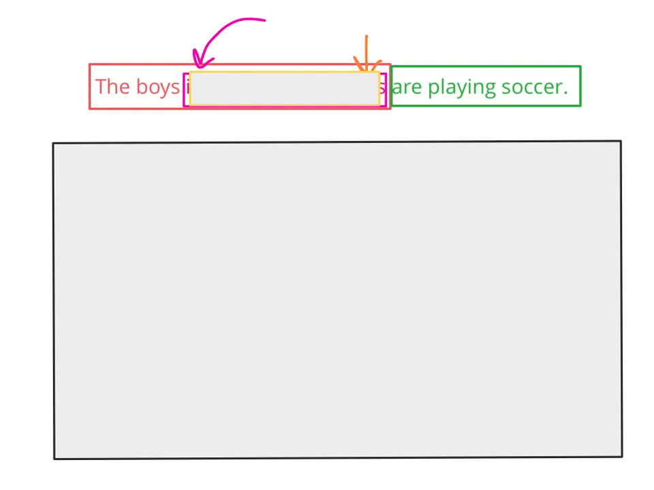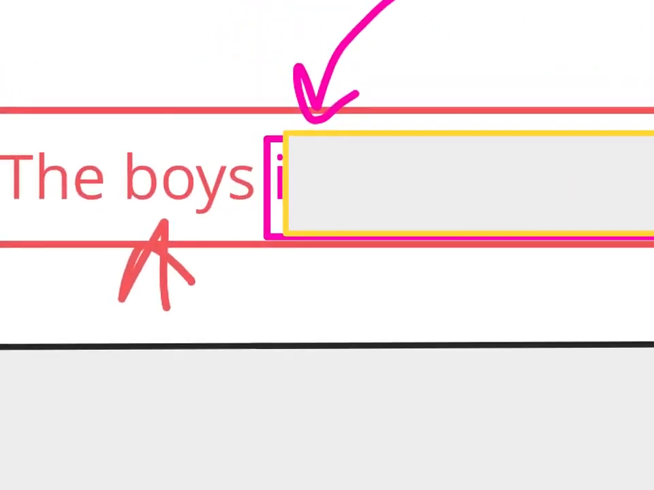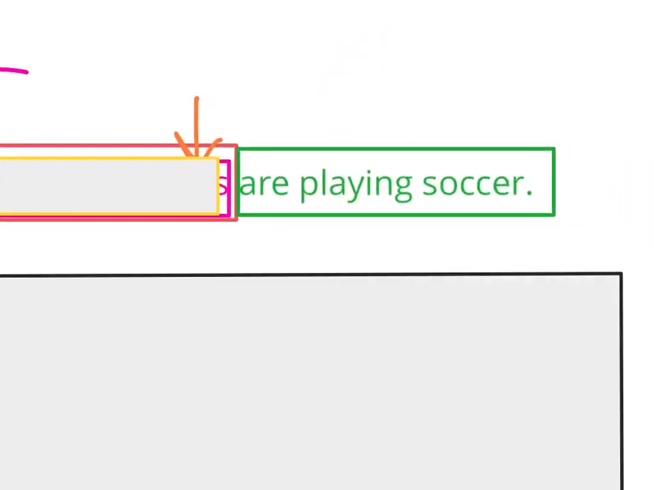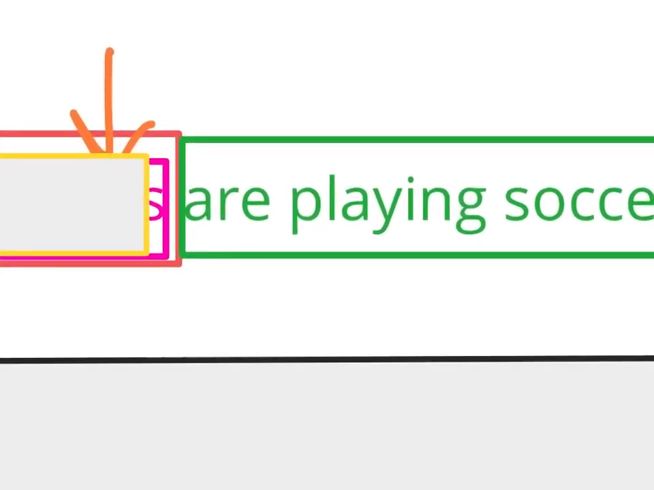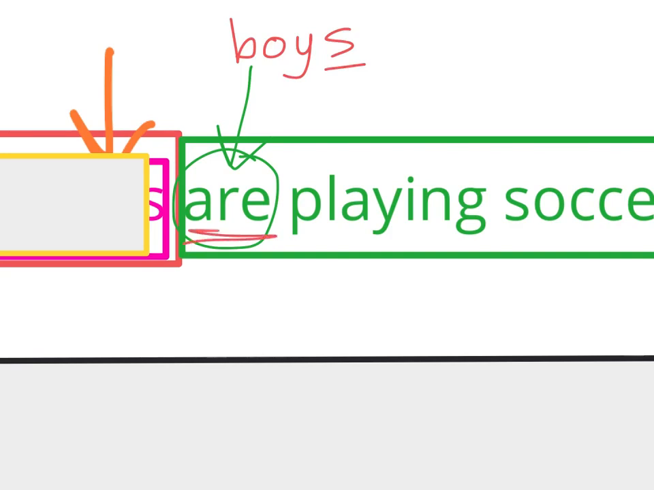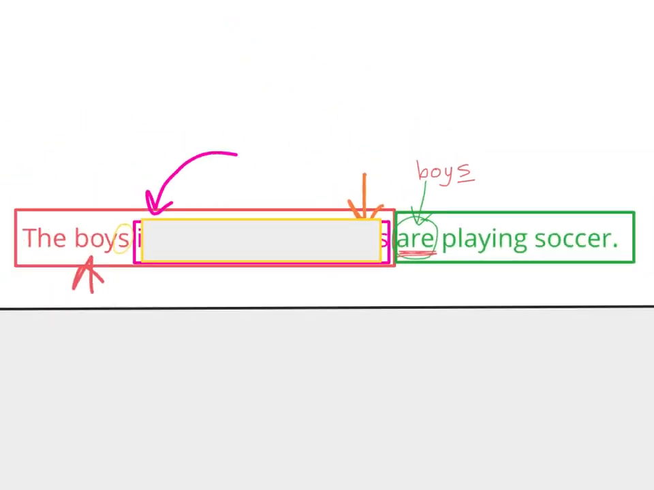And then we say, who is playing soccer? Well, we're like, oh yeah, it's the boys who are playing soccer. And if we look carefully, at the end of boys, there is an S, which means more than one. So we come over here to the verb, and we want to make sure that this is are, because it is boys that are playing. Boys has an S at the end, that's more than one, so we want to use are.